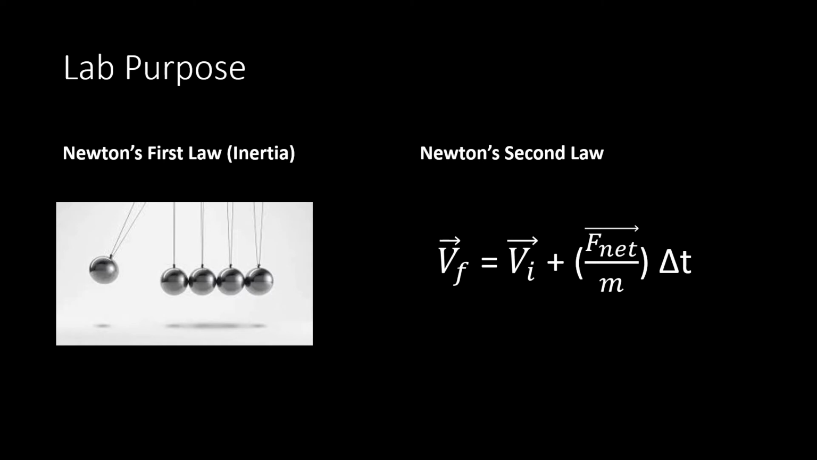Newton's first law states that an object at rest will remain at rest, and an object in motion with a constant velocity will remain in motion at that constant velocity unless acted on by an unbalanced force. And Newton's second law tells us that final velocity equals initial velocity plus the net force divided by mass times delta t. This relates to our lab because we are predicting the motion of an object with constant velocity, and when velocity is constant, F net should equal 0.